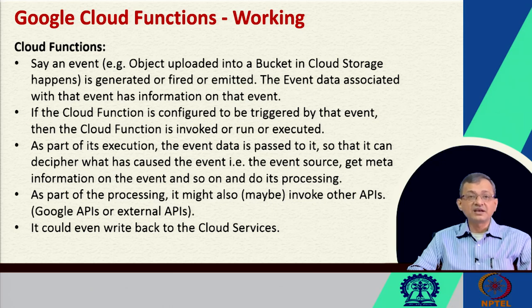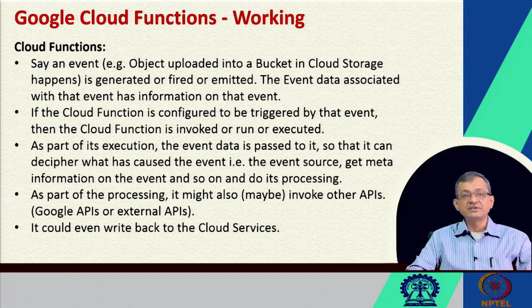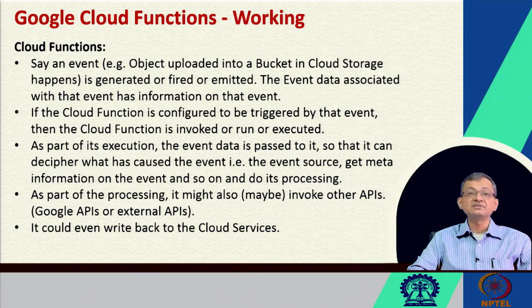In the case of the cloud function, say an event is generated, fired, or emitted. The event data associated with the event has information on the basic event, that is, the metadata for that event. If your cloud function is configured to be triggered by that event, then the cloud function is invoked, run, or executed. As part of its execution, the event data is passed to it, so that it can decipher what caused the event, that is the event source, get meta information for the event, and so on, and do its processing.